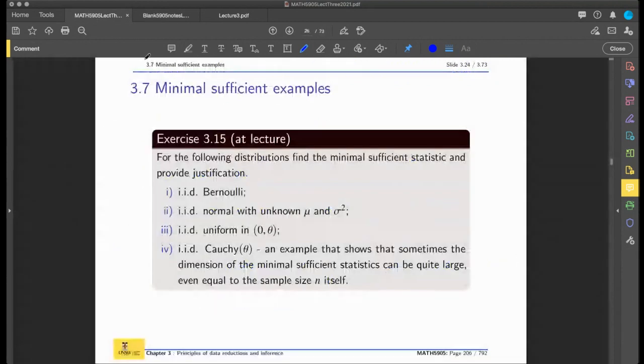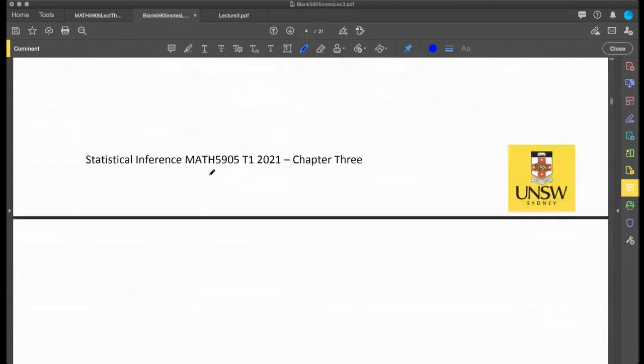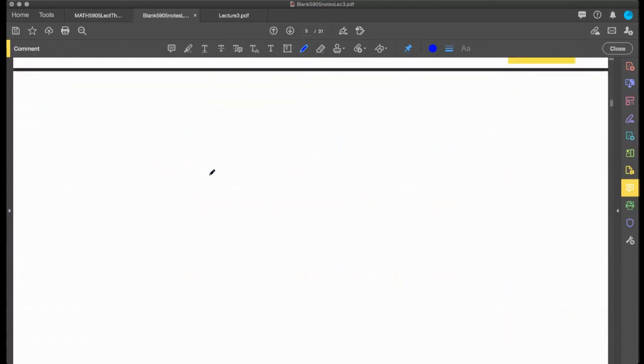Okay, the third one. Uniform. Now we're going to get tricky again by applying this idea because, as I said, the likelihood is going to be a function of these indicator functions. And so it's going to be a little bit more tricky than the previous two. But we're just going to use our previous definition that we had before.